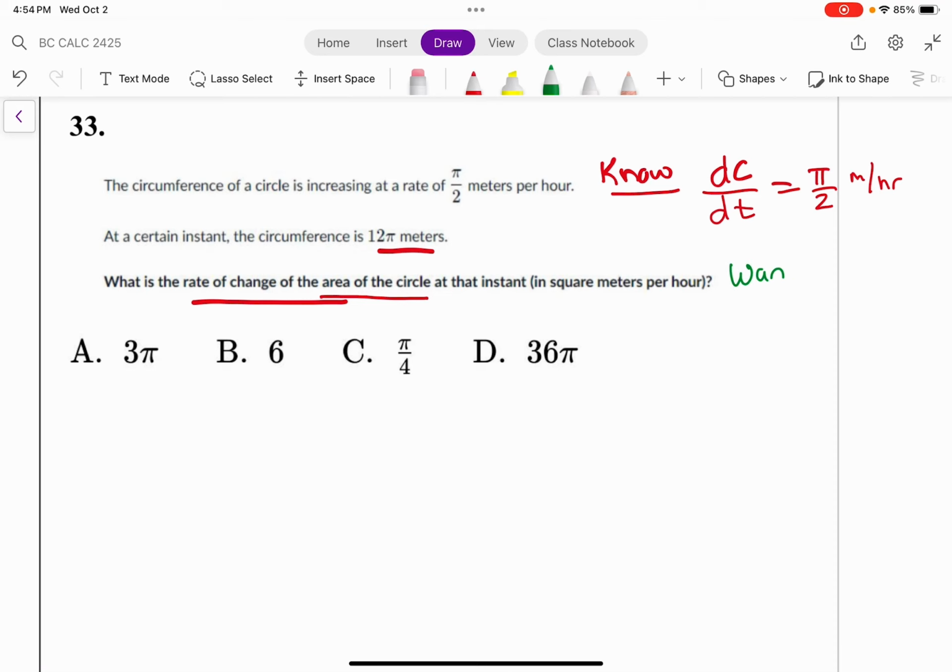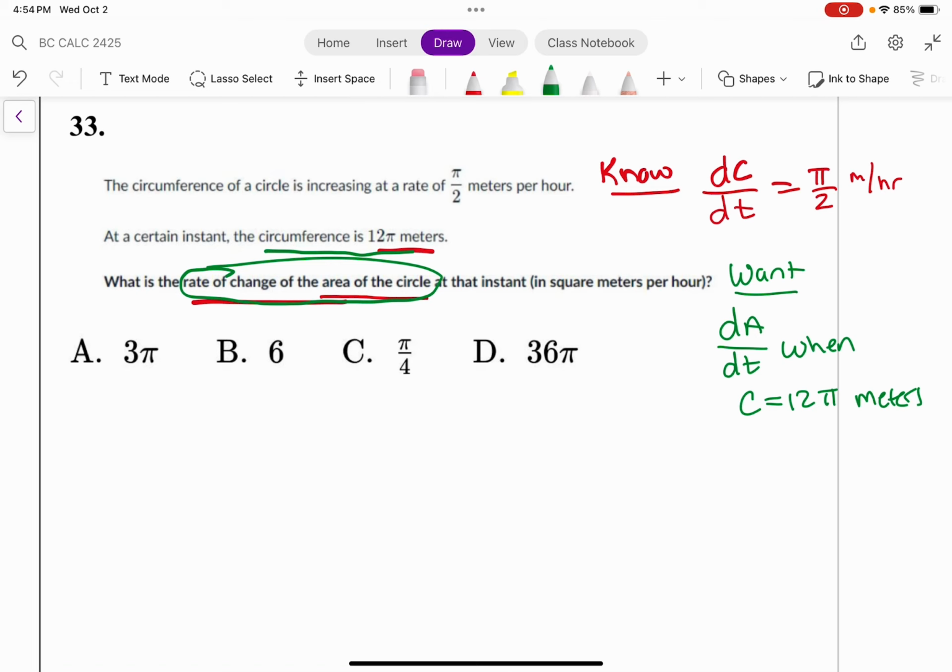So we're only given that rate. We want the rate of change of the area of the circle. So we want dA/dt at the instant. So what is that instant? Well, they're describing it as the instant when the circumference is 12 pi. Okay, meters.